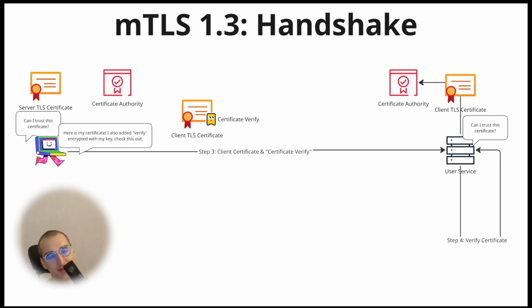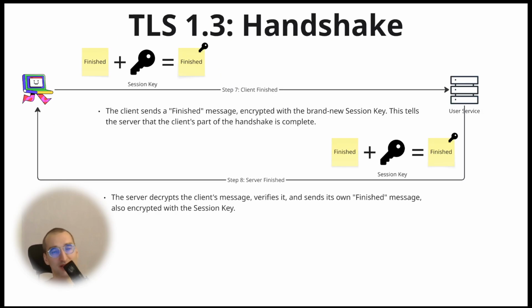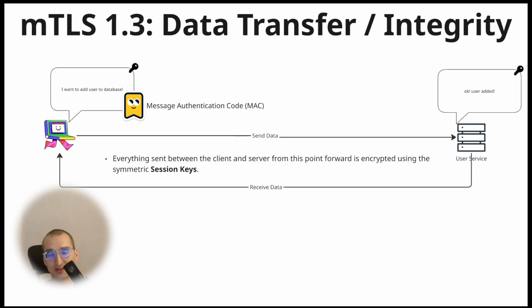Now, both sides at this point know that they can trust each other. What happens after that is they do the same thing, right? The client is going to send the pre-master secret. It's going to encrypt it using the public key from the certificate of the user service. The user service is going to receive that. They're going to have the three parts. They generate the session key. Boom, done. They send the client finished and server finished messages, and the data transfer is happening exactly the same way as in TLS.